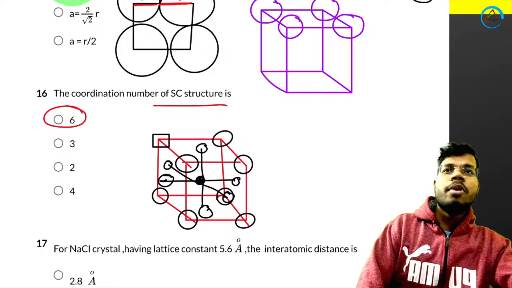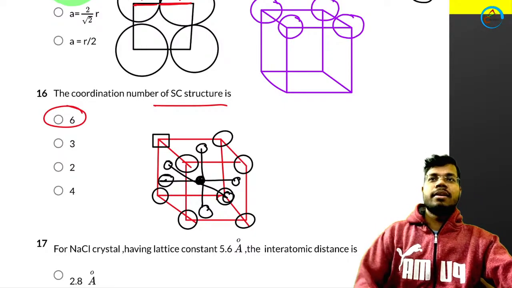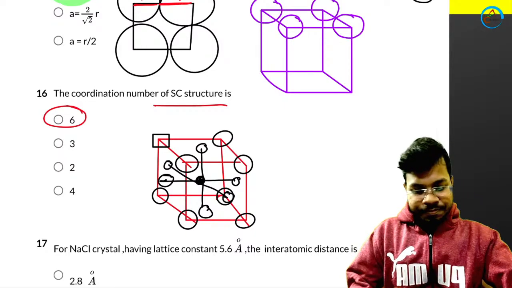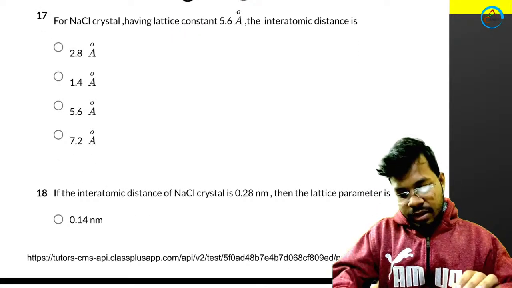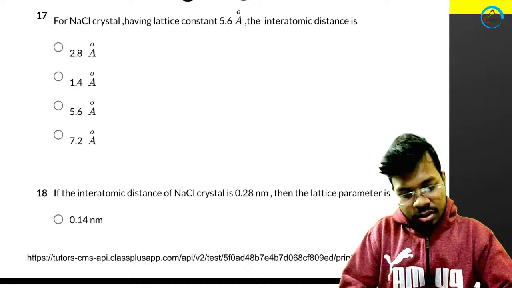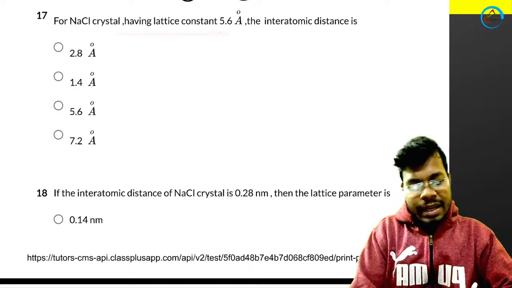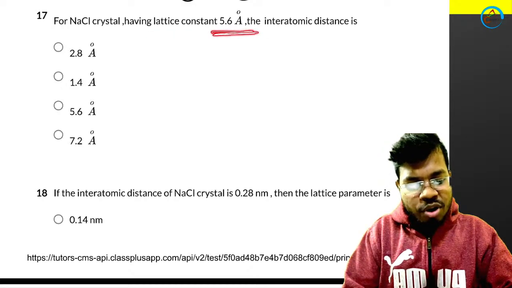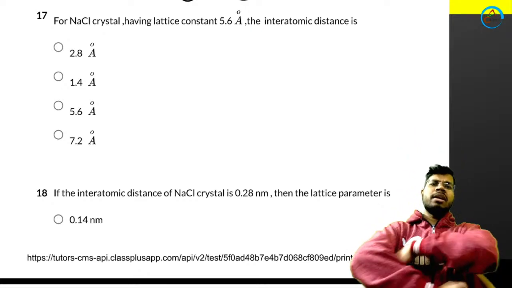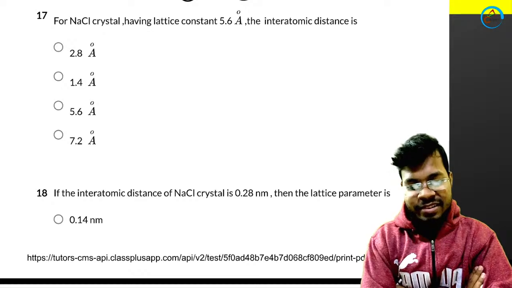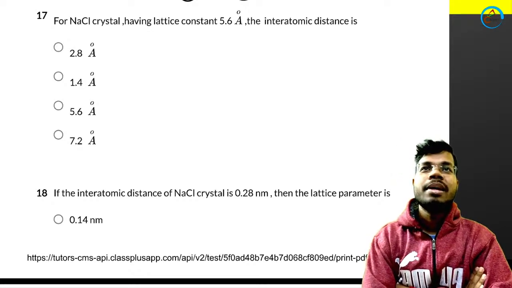Okay, I hope you understood this. Fine. Now next question. Question number 17. For an NaCl crystal having lattice constant 5.6 Angstrom, what is the interatomic distance? How can you tell me? Can you give me the answer?